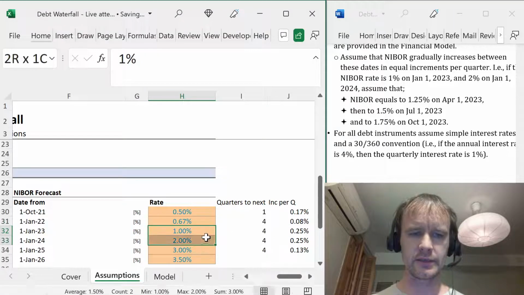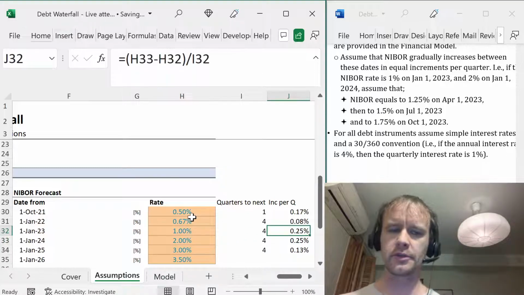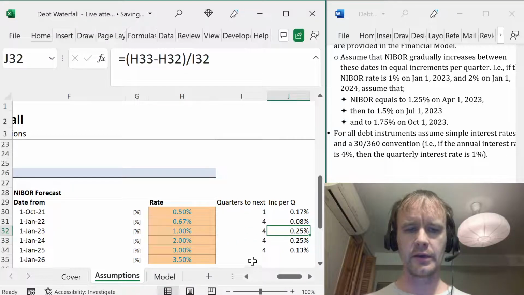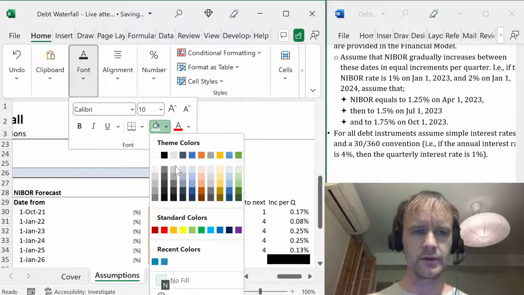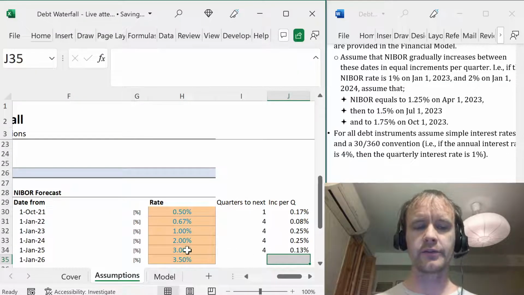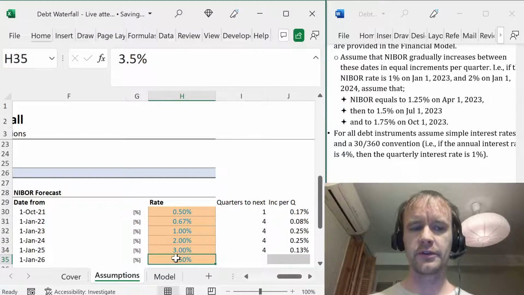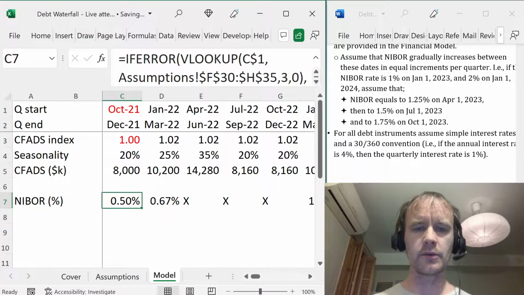So again, this is actually kind of the exact example. It goes from 1% to 2% over a year, so 0.25% per quarter. And then I'm going to deliberately leave this, let me just fill it in as gray, just to say that's being deliberately left blank. So in other words, it's 3.5% forever after January 26, so the increment per quarter after that is nothing. And now we're in a position to finish off this IFERROR.